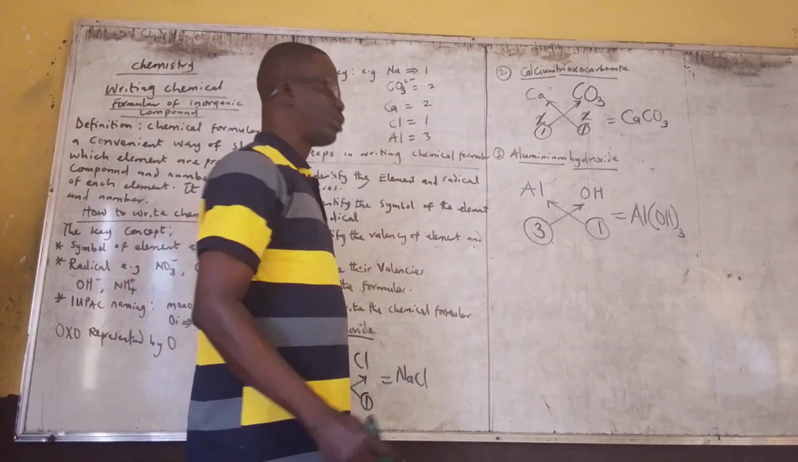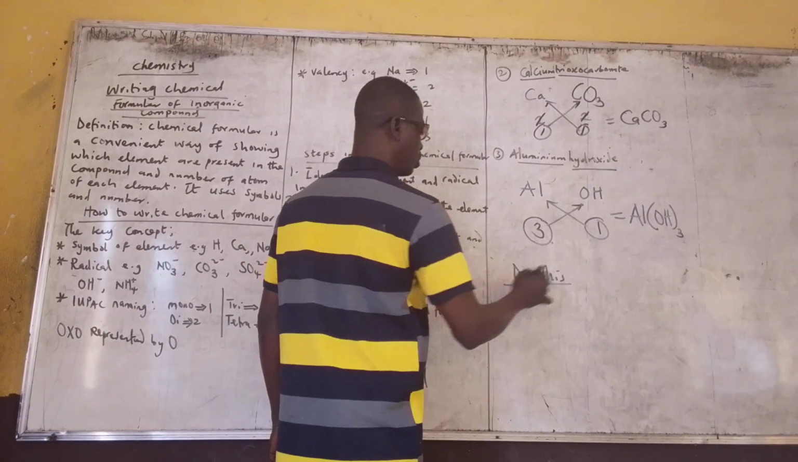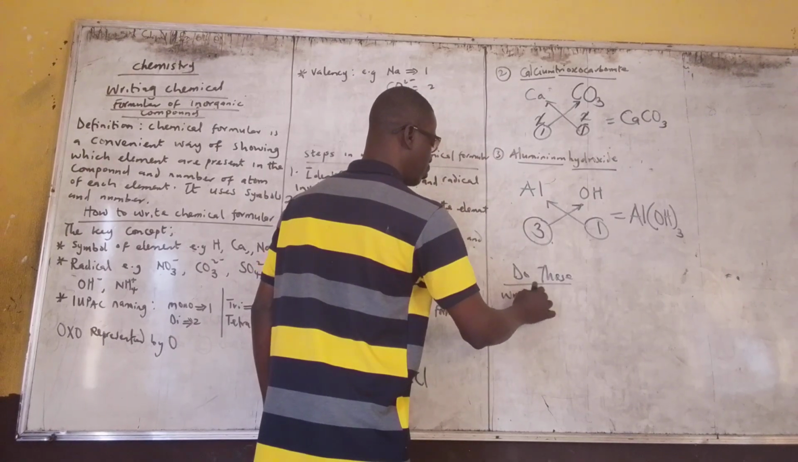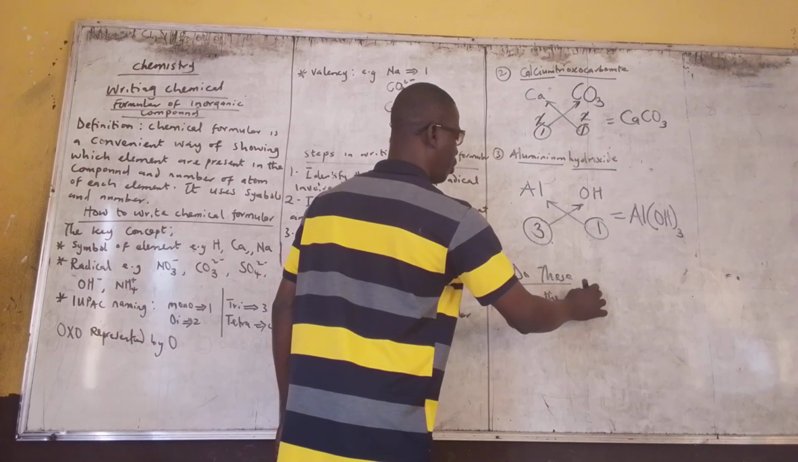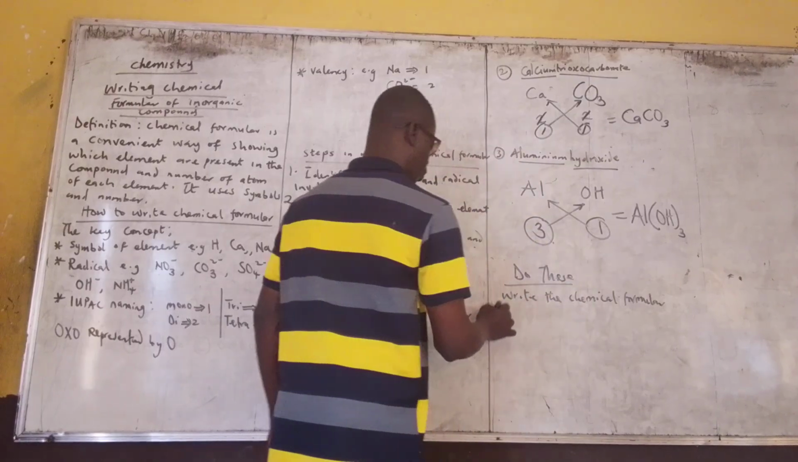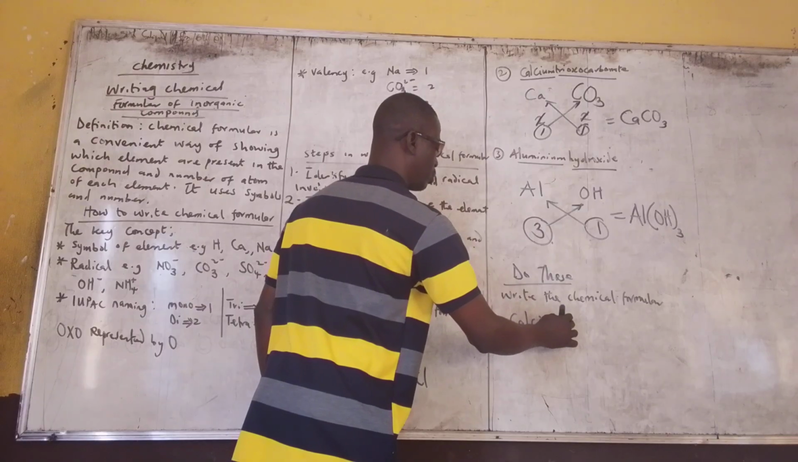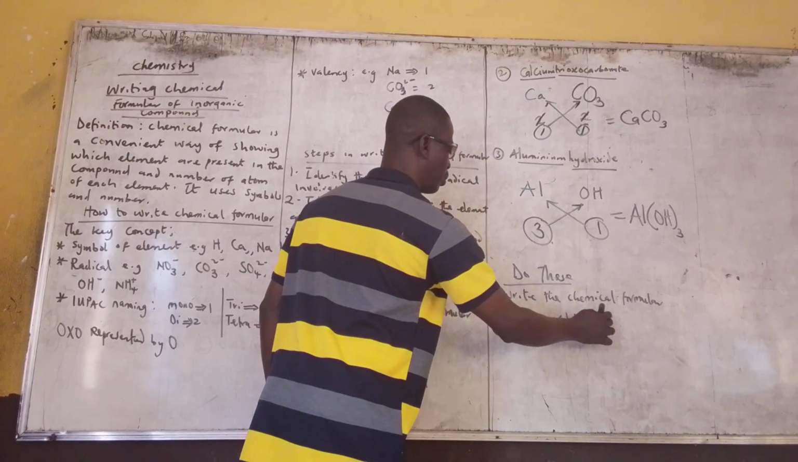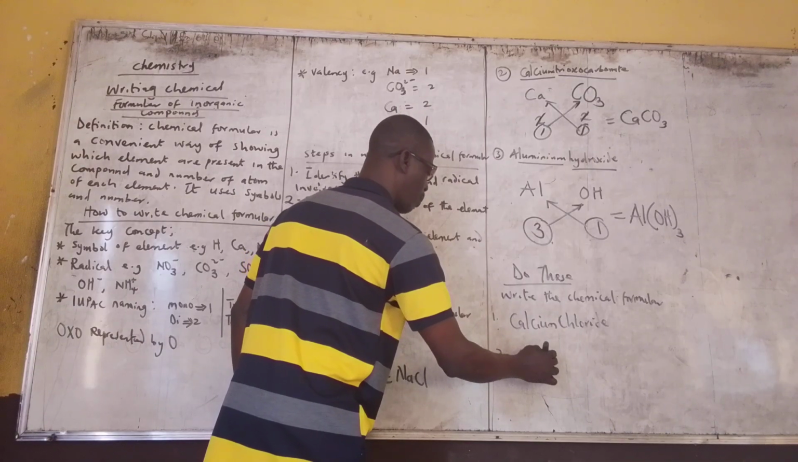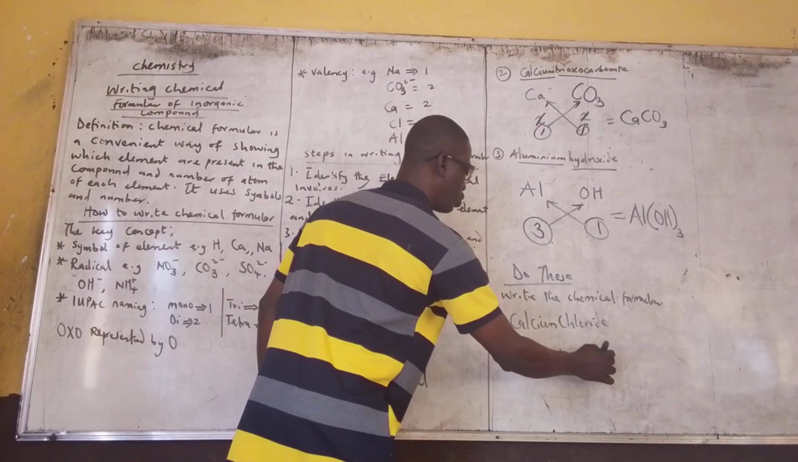Alright. So I would like you to do this for me. Write the chemical formula. Number one, calcium chloride. Two, sodium trioxocarbonate.